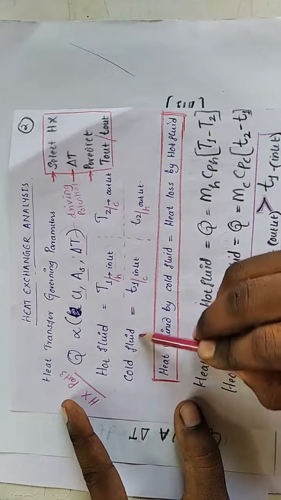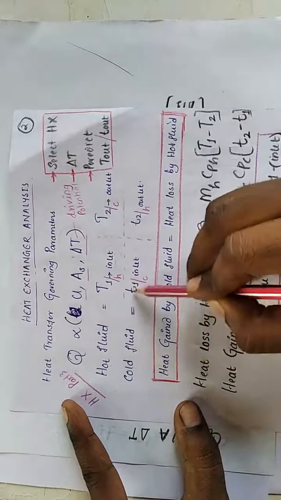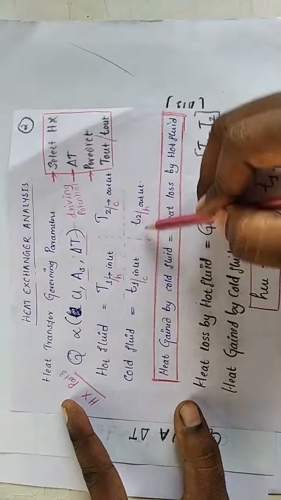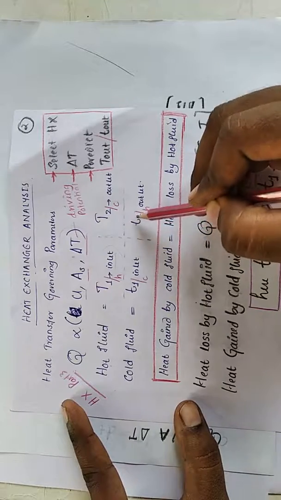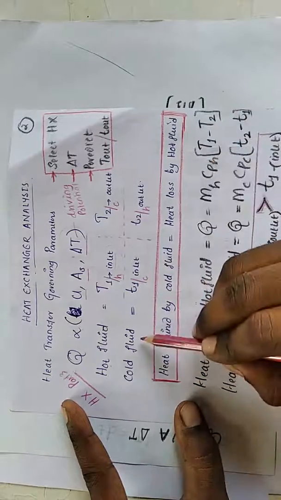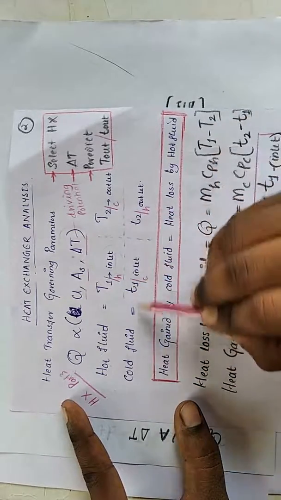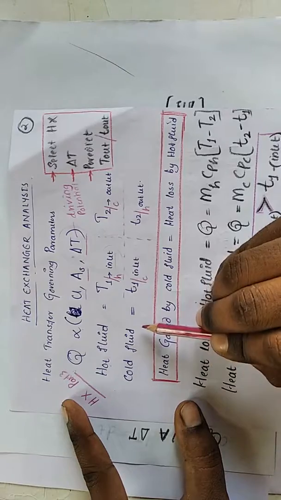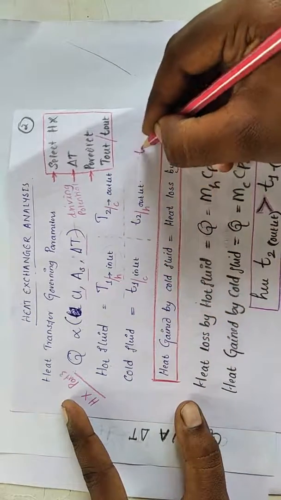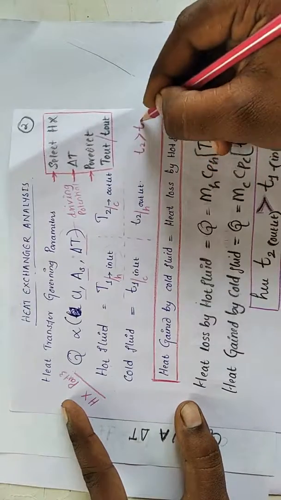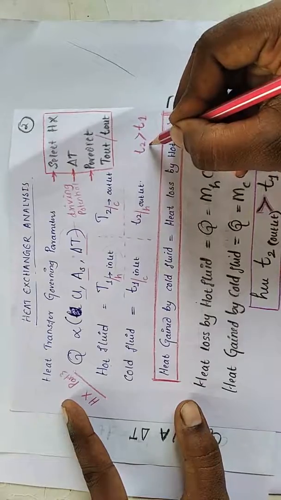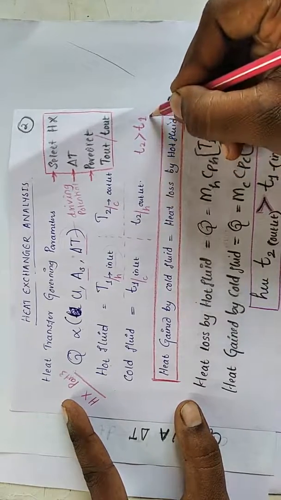Similarly, for the cold fluid, we are using the notation small t1 and small t2. If we analyze the temperature, the small t2 is greater when compared to t1, because the cold fluid is gaining the heat during the heat exchanging process. That means t2, the temperature at the outlet side, is greater than the inlet side.